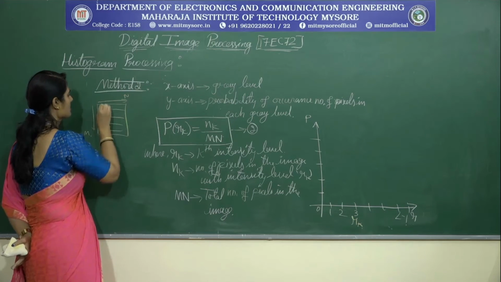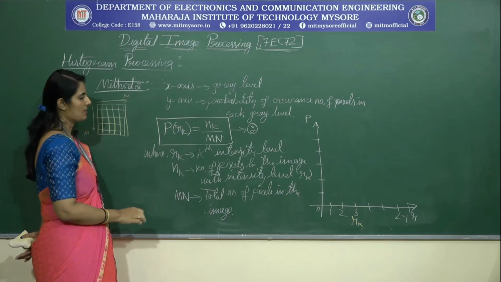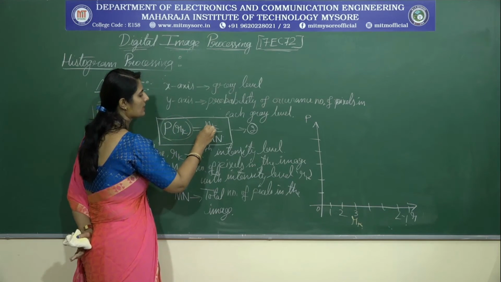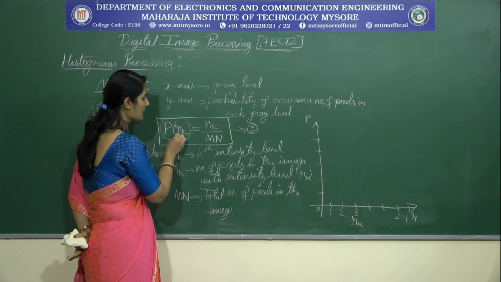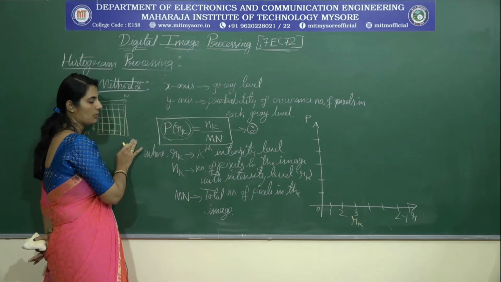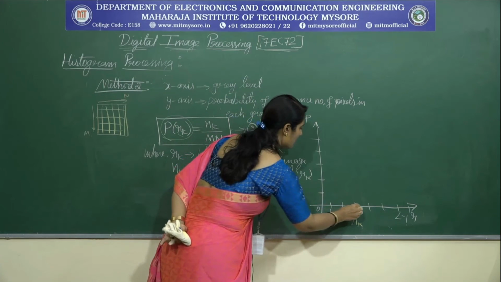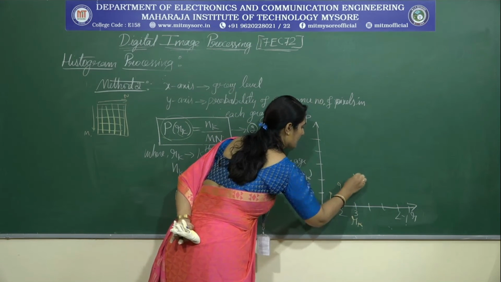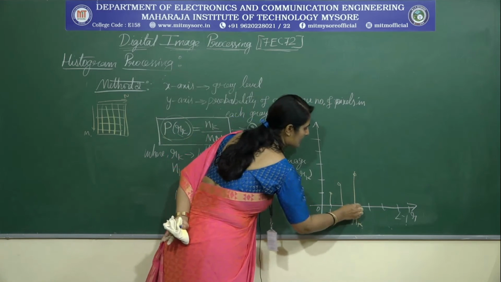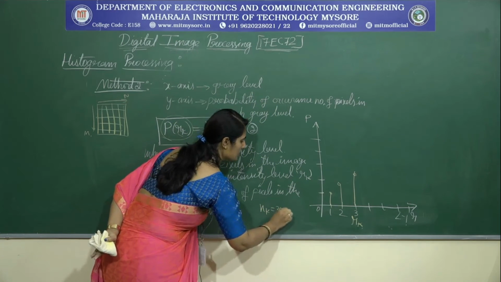So the number of rows times the number of columns gives the total number of pixels present in this image. The probability function is calculated using the number of pixels with the intensity level Rk divided by the total number of pixels present in this particular image. Here, as shown in the previous plot, suppose this intensity level contains 30 pixels. That means Nk is equal to 30.